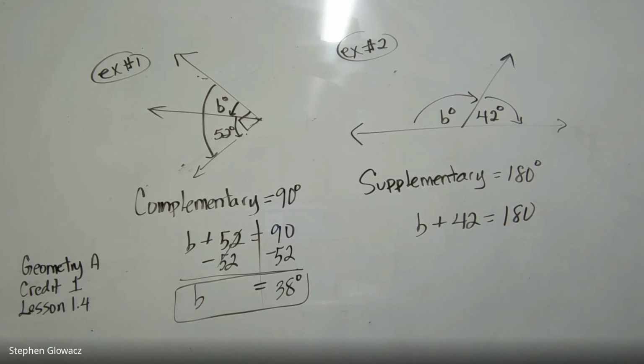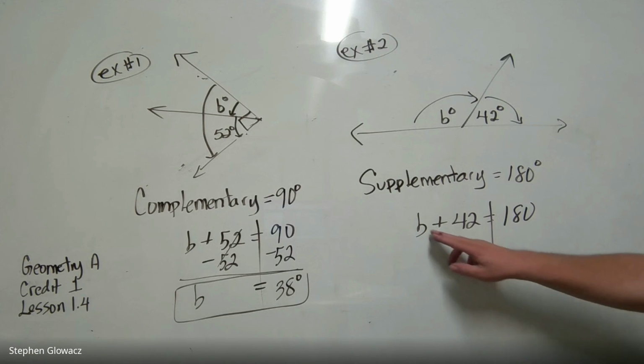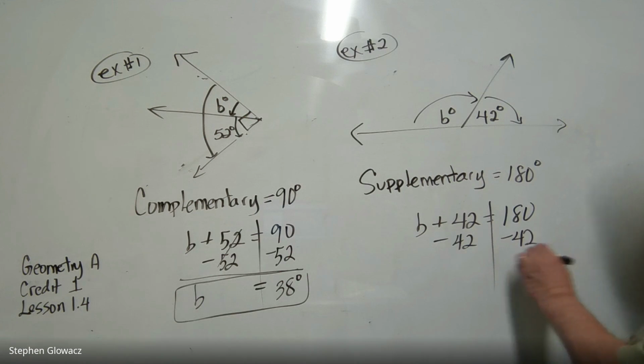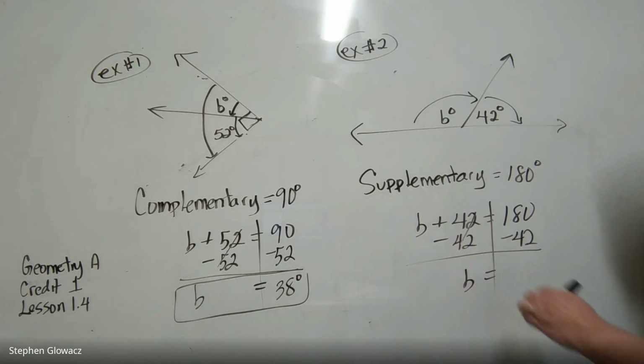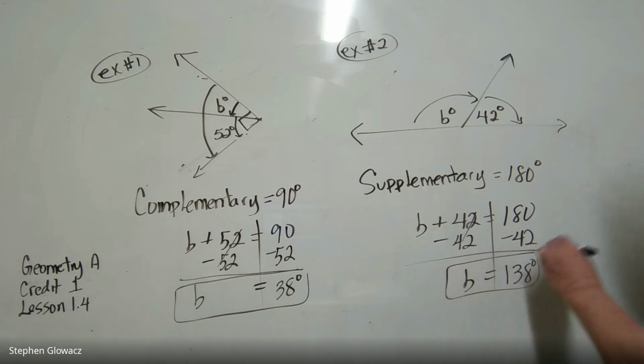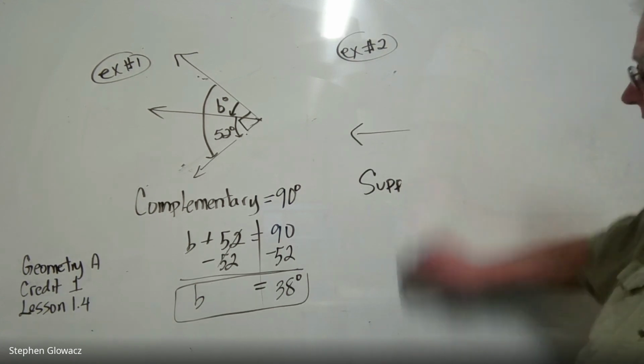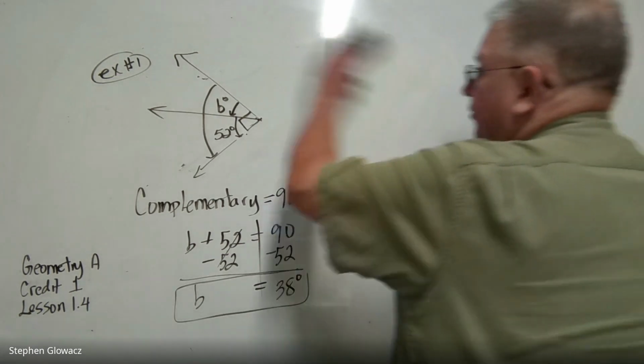Since these angles are supplementary, which means they form a straight angle, we're going to set it equal to 180 degrees. To solve for B, very similar to what we did over there, we have a positive 42, so we're going to subtract 42 from both sides. And we have B equals 180 minus 42, and we get 138 degrees. And so here, B is 138 degrees. All right, so those are the examples for problems 1 and 2. Now let's move on to an example for problem number 3.